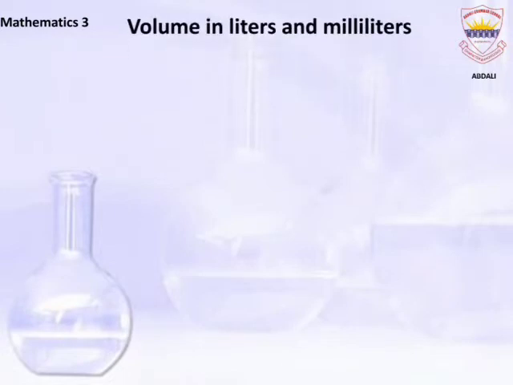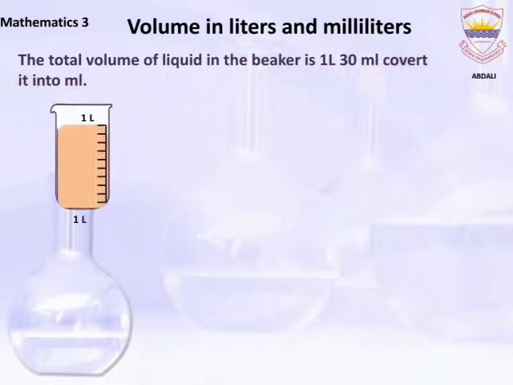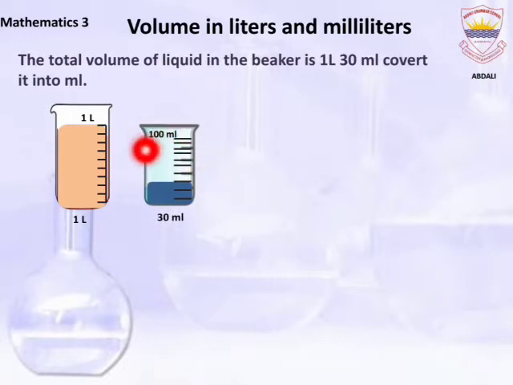Now students, let's convert the volume in liters and milliliters. The total volume of a liquid in a beaker is 1 liter 30 milliliters. Convert it into milliliters. Here a beaker with 1 liter volume of water is given, and the second beaker of 100 milliliters has 30 milliliters of water. That is 1 liter 30 milliliters. Now convert this into milliliters.